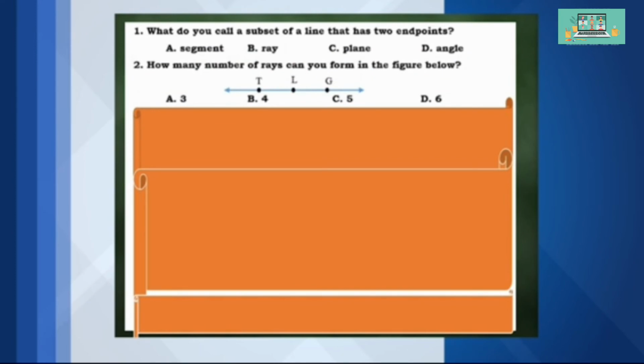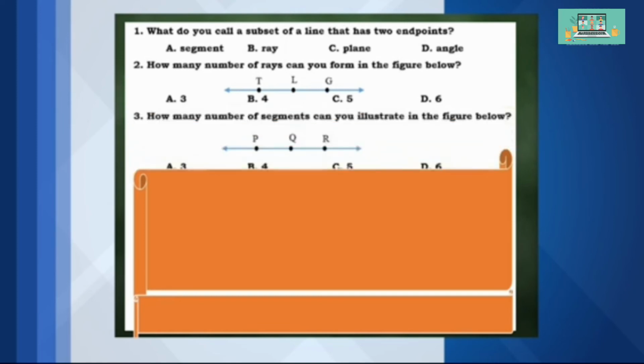Number 2. How many rays can you form in the figure below? A. 3. B. 4. C. 5. D. 6. Number 3. How many segments can you illustrate in the figure below? A. 3. B. 4. C. 5. D. 6.